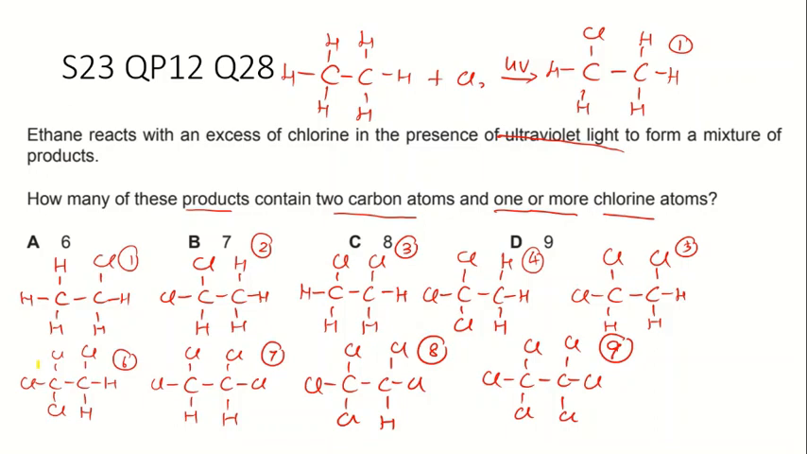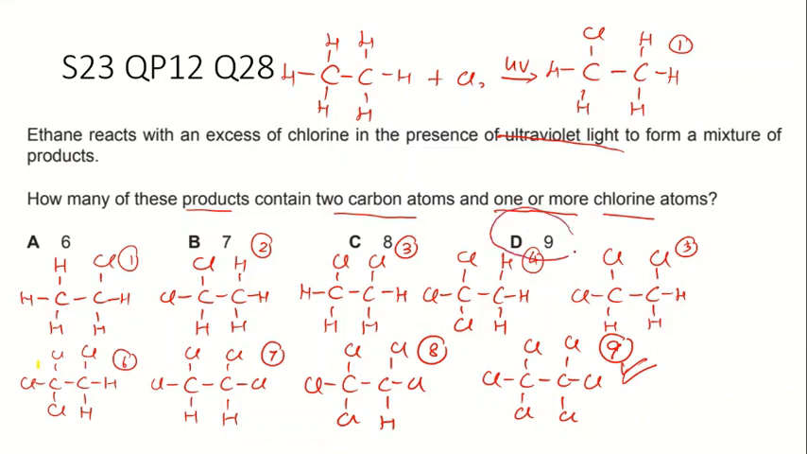So we are done with writing down all the products, and I have numbered them along the way. How many products contain 2 carbon atoms and 1 or more chlorine atoms? 1, 2, 3, 4, 5, 6, 7, 8, 9. So 9 products with 2 carbons and 1 or more chlorine atoms.